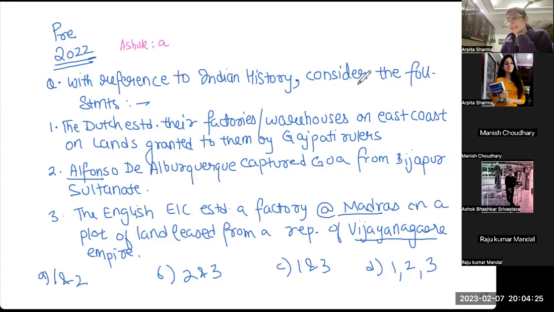Here also you can apply intelligent guess. Very easy, if you have a little bit of knowledge of medieval Indian history. Amritansh is saying D. One more minute left. 1 minute और बचा है अभी.